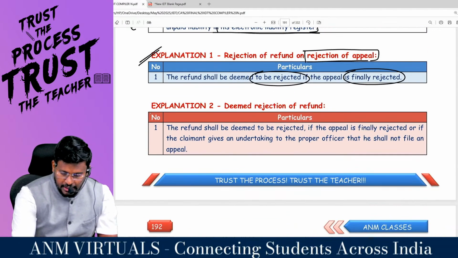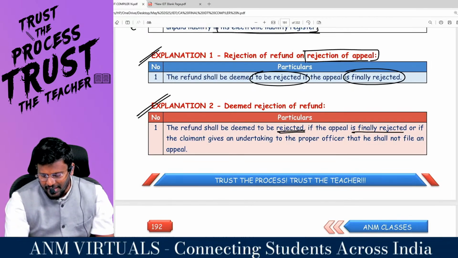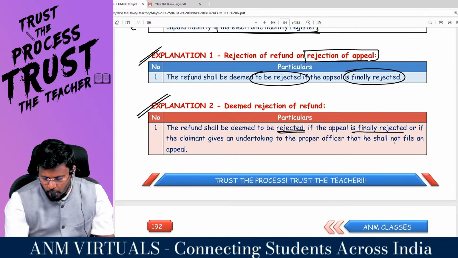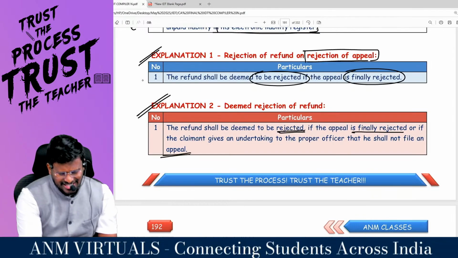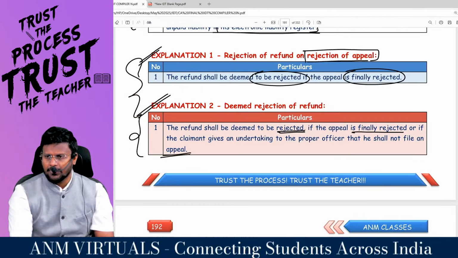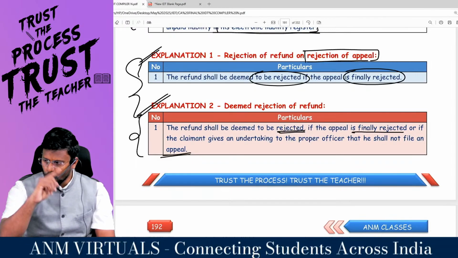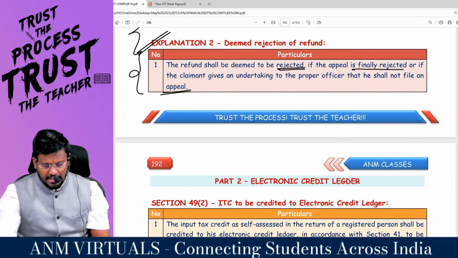Explanation number 2. Deemed rejection of refund. Again, the refund shall be deemed to be rejected if the appeal is finally rejected, or if the claimant gives an undertaking to the proper officer that he shall not file an appeal. So these are appeal related things. With regard to interest, nothing to do. With regard to the final, we will do it in the appellate proceedings already. So that explanation, let it be there.